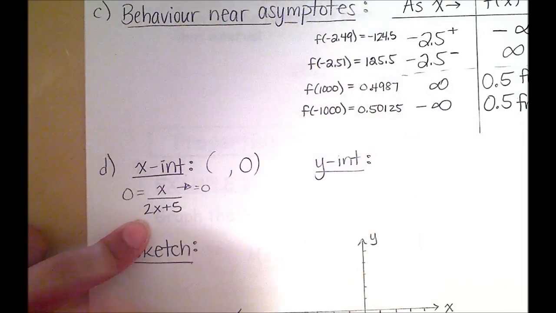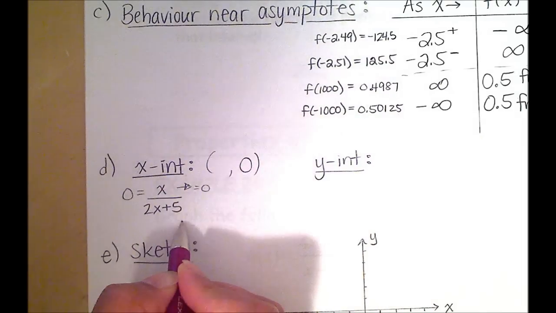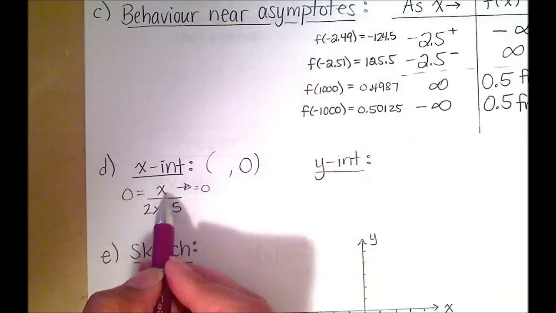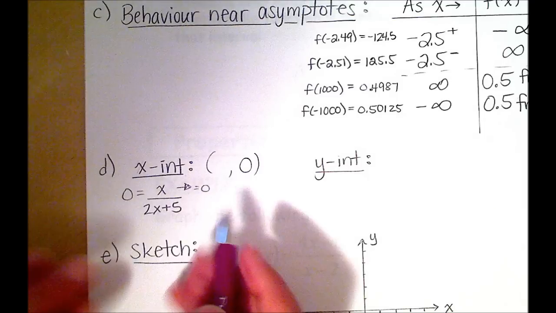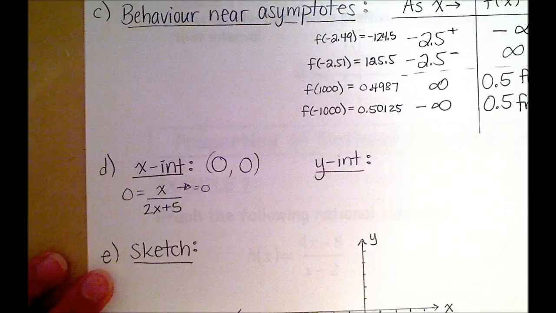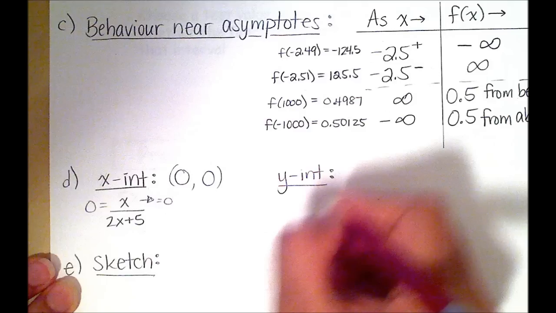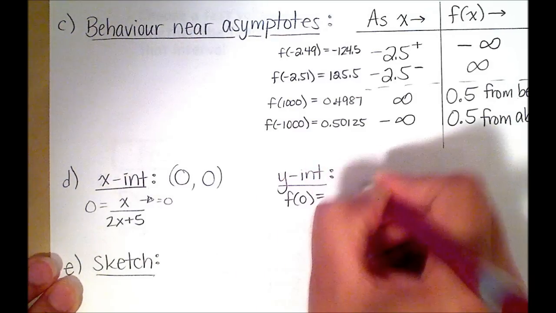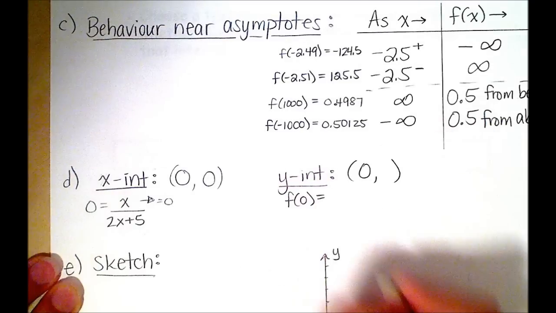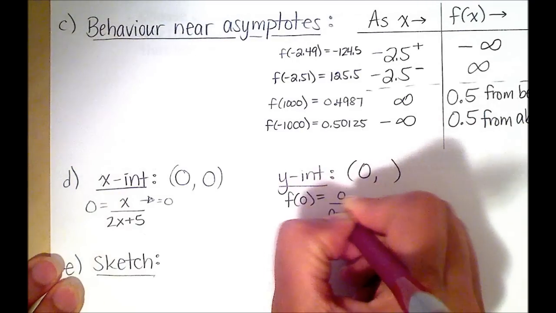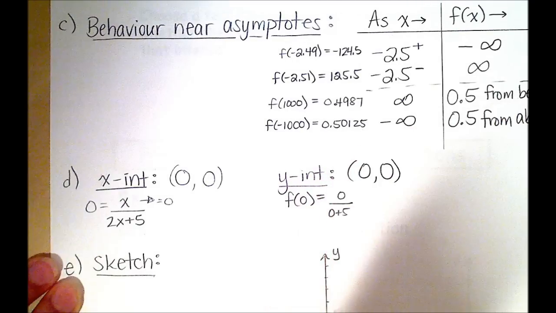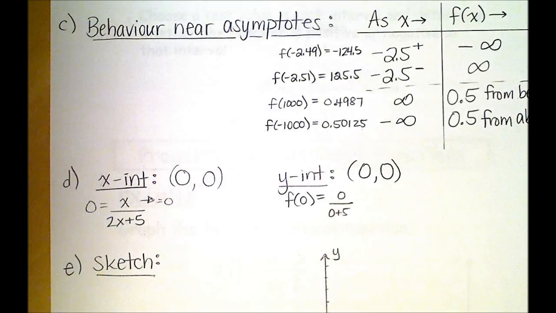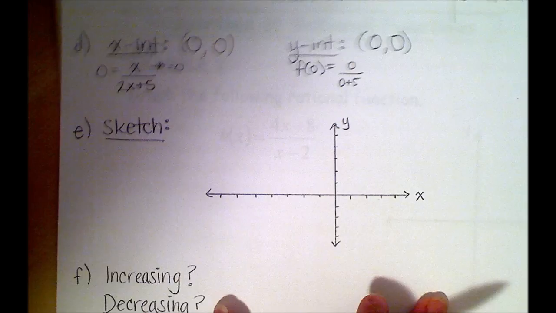So these kinds of rational functions are unique in that sense that it is possible for you to have an x-intercept. And so the only value of x that will make the numerator equal to 0 is 0. Okay. And then for the y-intercept, it's similar to what you've always done. You'd look at f of 0. So plug in x equal to 0 and solve for y. So 0 over 0 plus 5. And that gives me 0 again. And that makes sense because if your x-intercept is at the origin, then your y-intercept also has to be at the origin.